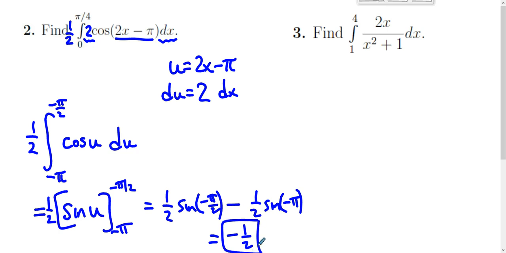How can an integral be negative? Well, if more area is below the x-axis than is above the x-axis, the integral can be negative.